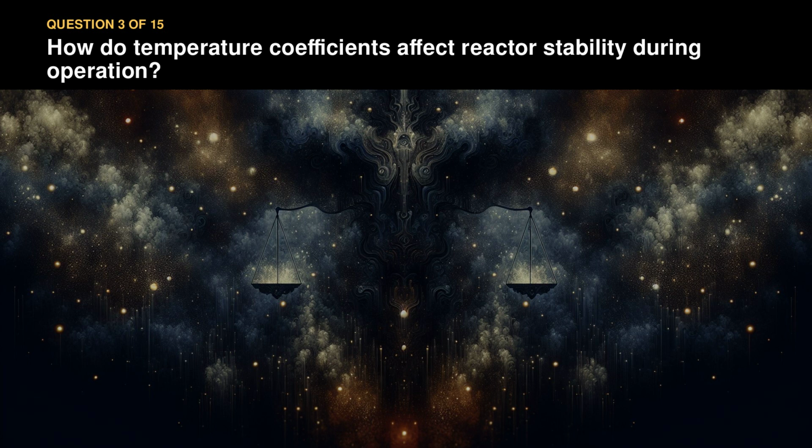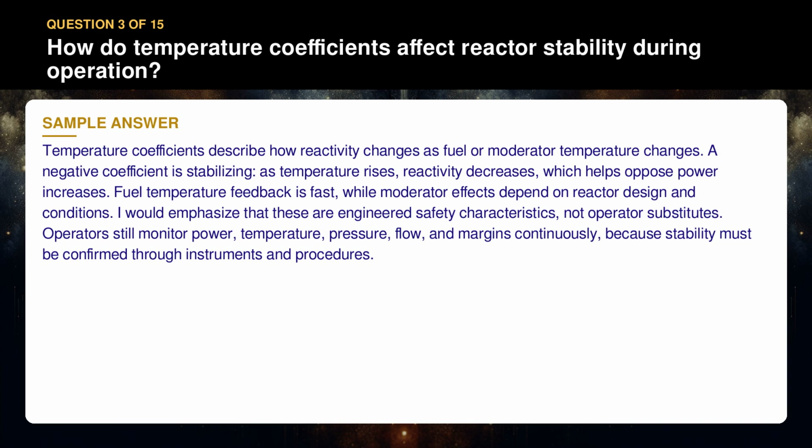Question 3. How do temperature coefficients affect reactor stability during operation? Temperature coefficients describe how reactivity changes as fuel or moderator temperature changes. A negative coefficient is stabilizing. As temperature rises, reactivity decreases, which helps oppose power increases. Fuel temperature feedback is fast, while moderator effects depend on reactor design and conditions.